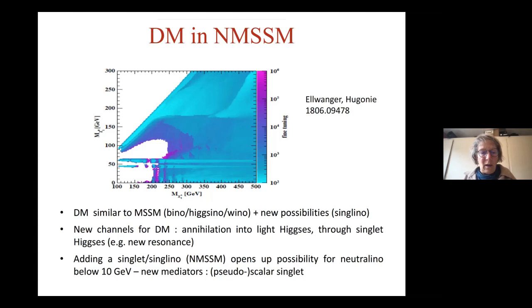So basically, the new thing is that with the singlino, you open the possibility for neutralino masses below the 40 GeV that we had found in the MSSM. And this is illustrated here in the scan of parameter space. This is the mass of the neutralino. Here is the mass of the chargino. Worry mostly about fine-tuning, but let's forget that for the moment. Just for the dark matter, we see what happened. We have the possibility of dark matter around 45 GeV, around 60 GeV, as well as the possibility of much lighter dark matter. So let's look at that a bit closer.